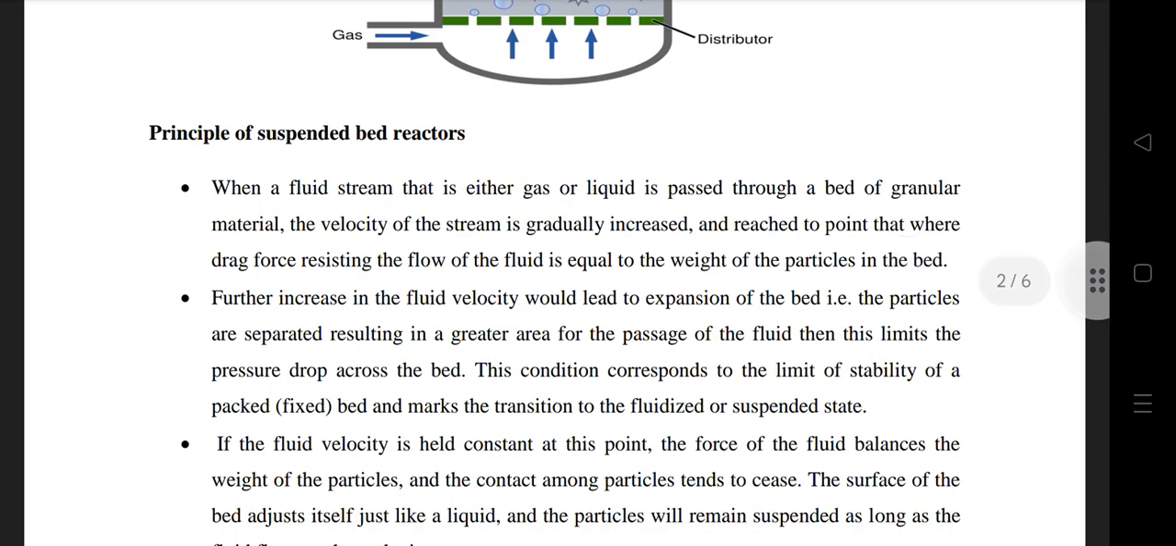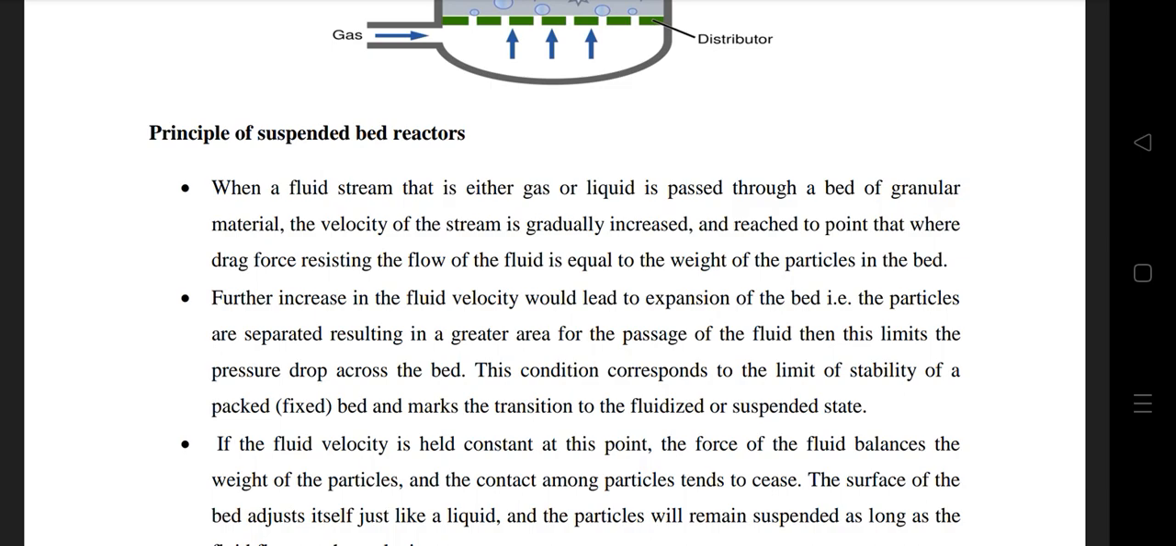When a fluid stream, either gas or liquid, is passed through a bed of granular materials, the velocity of the stream is gradually increased and reaches the point where the drag force resisting the flow of fluid is equal to the weight of the particles in the bed. Further increase in the fluid velocity would lead to the expansion of the bed. That is, the particles separate, resulting in a greater area for the passage of the fluid. Then this limits the pressure drop across the bed.